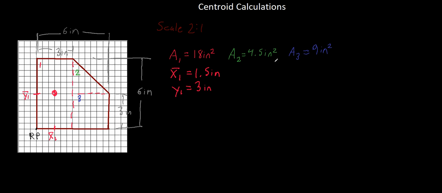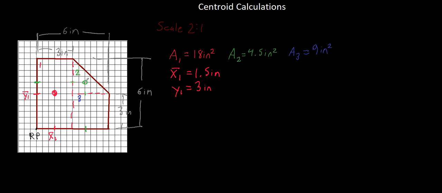What about our second centroid? Or yeah, what about for our second shape? Okay, that's a triangle, and we learned that it's the base divided by 3 and the height divided by 3 would be the place for the centroid. Okay, so it's just 1 inch in and 1 inch in. But that's not what we care about. We care about the distance from our reference point. So it would be here and here.